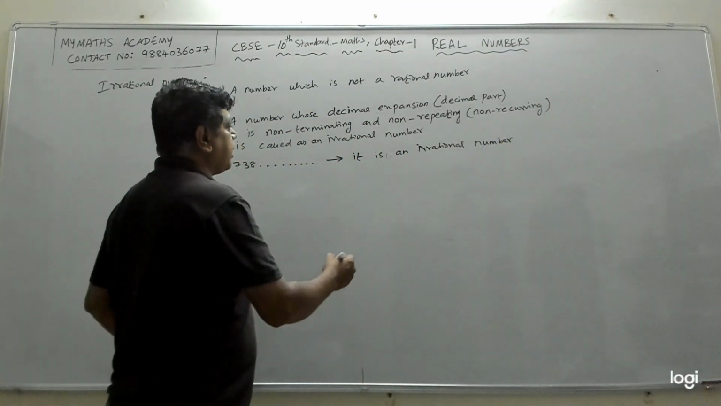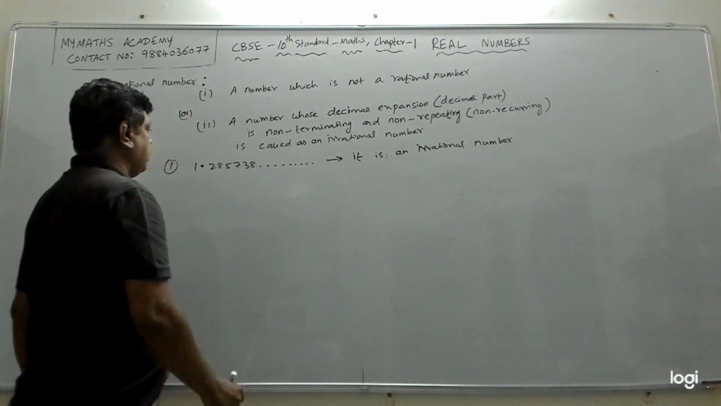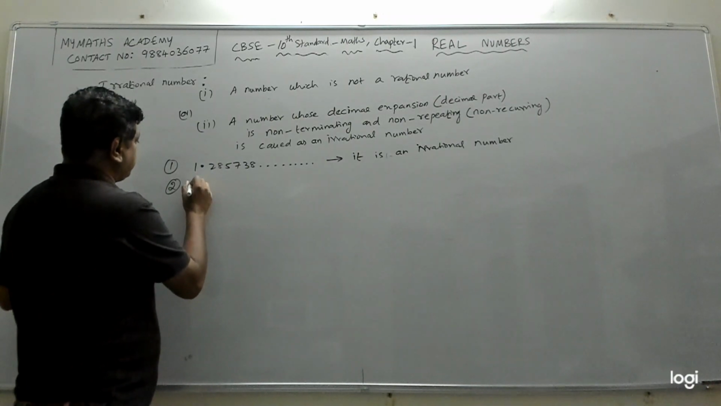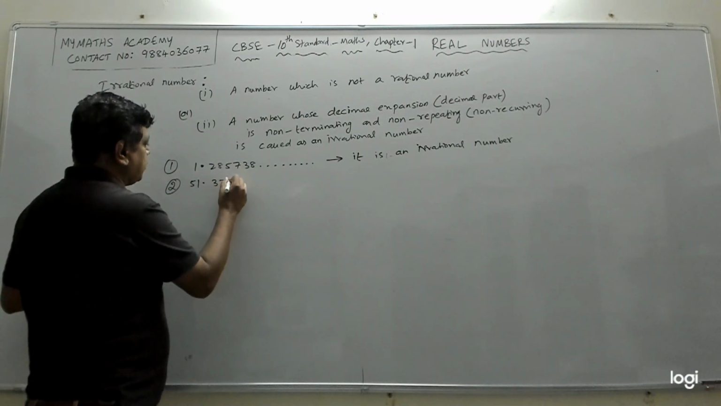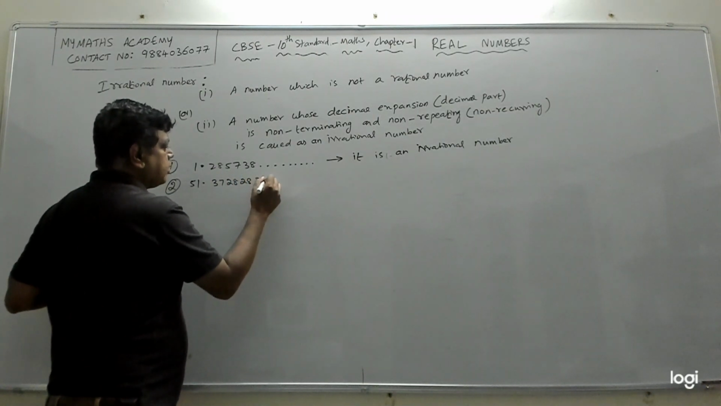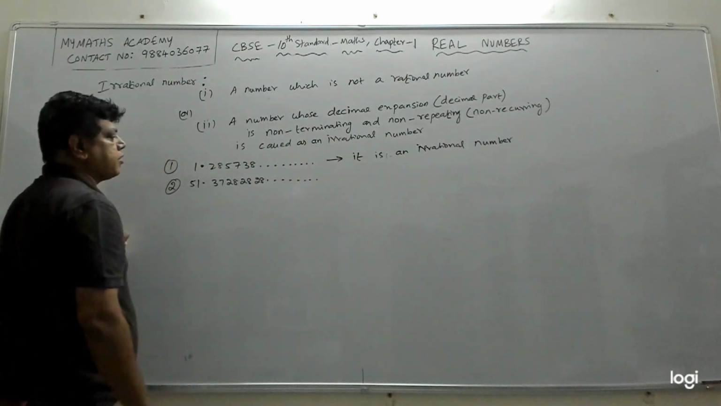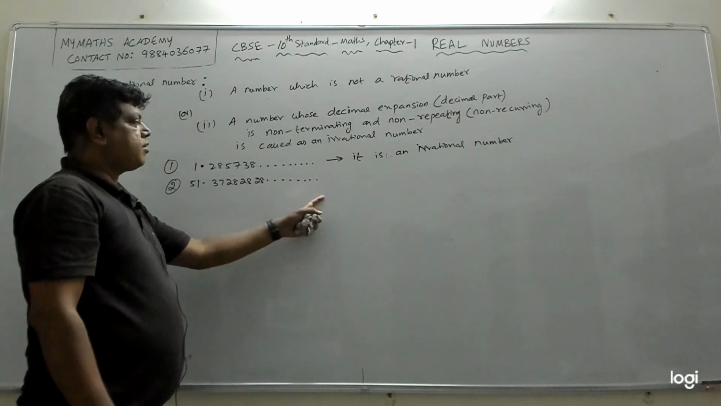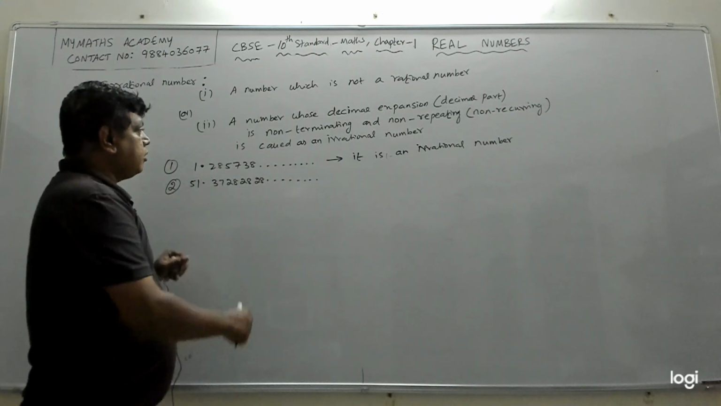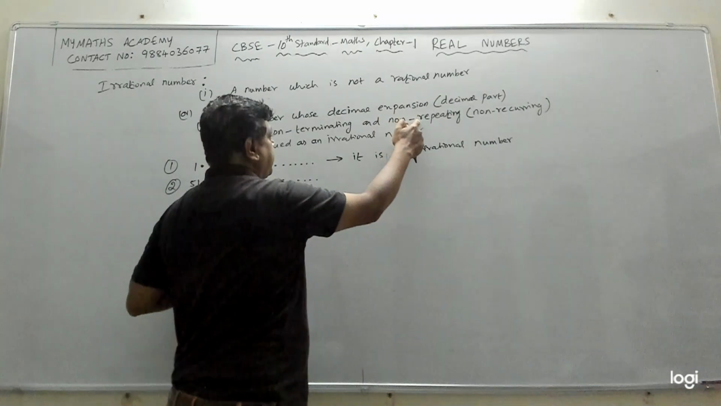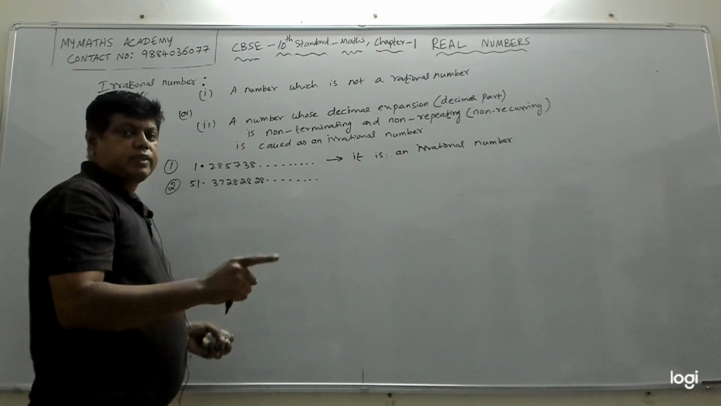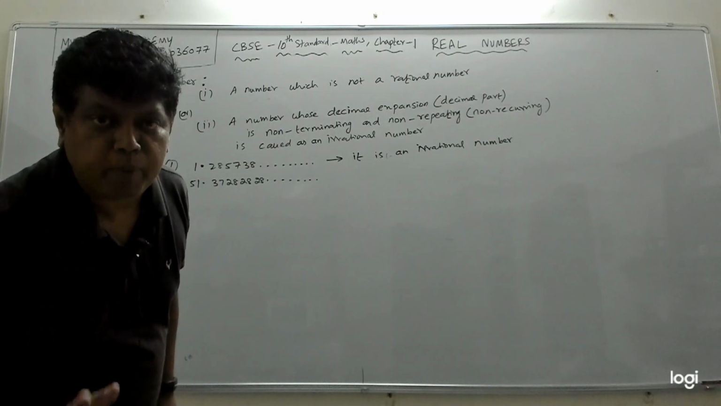Right? It is an irrational number. Now let's take an example. Second one. Suppose I have 51.3728 2828 dot dot dot. Now if I ask you whether it is a rational or irrational number, you have to check whether it is non-terminating and non-repeating. If both are satisfied, then it is irrational. Even if one of them fails, it is a rational number.